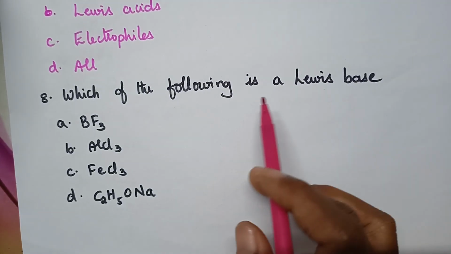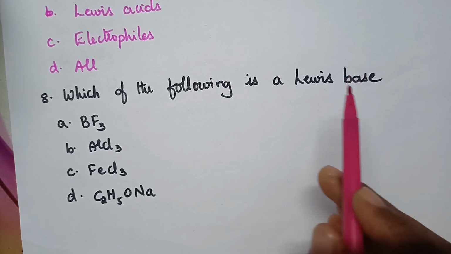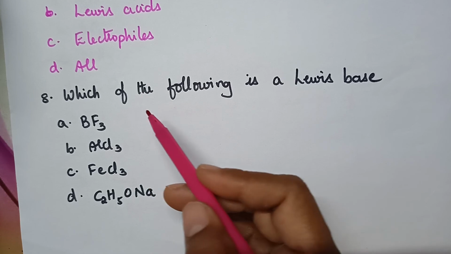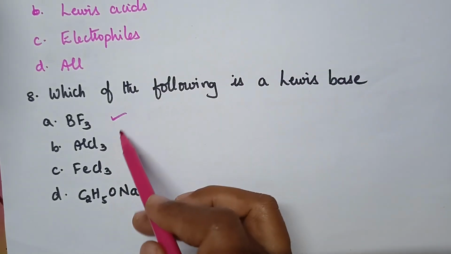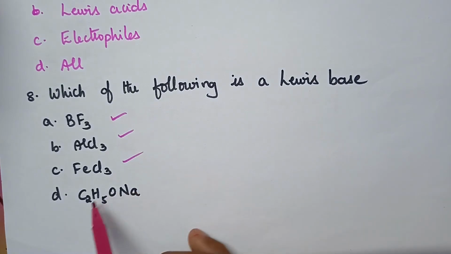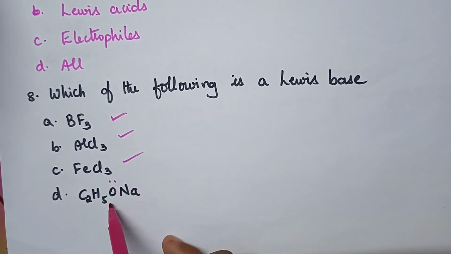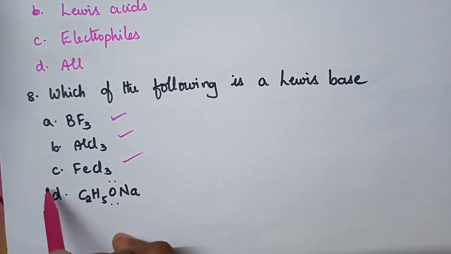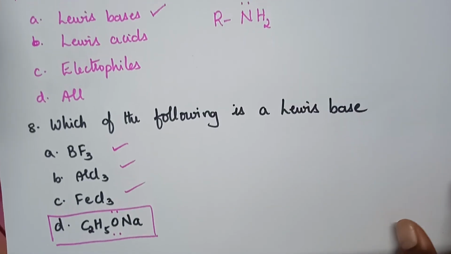Which of the following is a Lewis base? A Lewis base means an electron rich species. It is capable of donating the electron pair. When we consider options A, B, C, all these are electron deficient compounds. But coming to option D, it carries oxygen. So two lone pairs of electrons are available. So sodium ethoxide can act as a Lewis base.